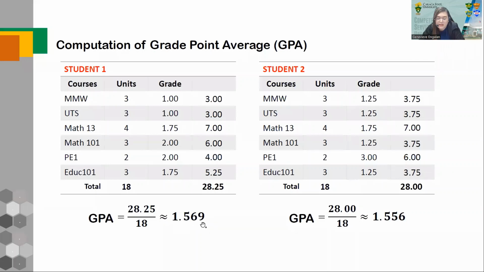Student 1 has 1.569. And student 2, 3 times 1.25 is 3.75, 3 times 1.25 is 3.75, and so on. We add them, that's 28 divided by the total number of units, which is 18, so that is 1.556. As you can see, if we only look at the number of first places, one versus none. But when we compute the GPA, one is higher than the other. Did you get it?